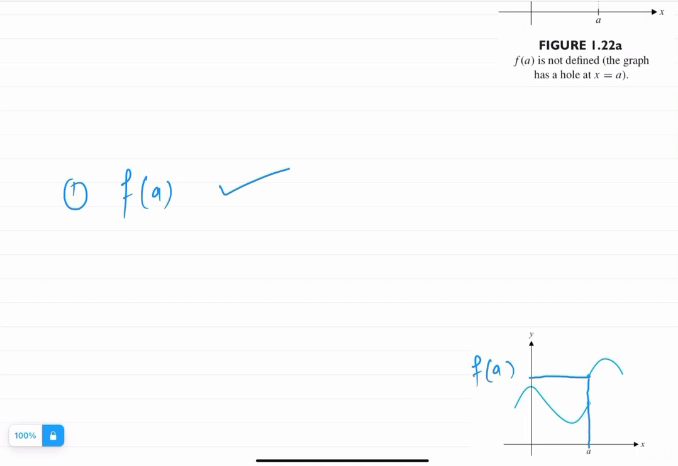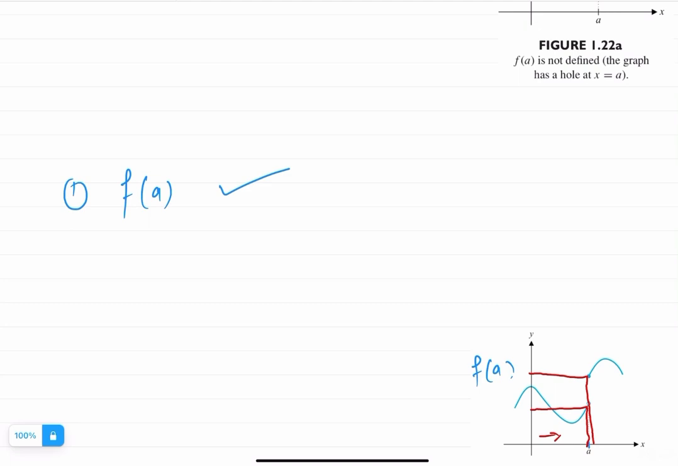The second one is: does the limit exist for this function? We will approach this function from the left side and then from the right side. From the left side, we can see that the left hand side limit is this. And from the right side the limit is this.